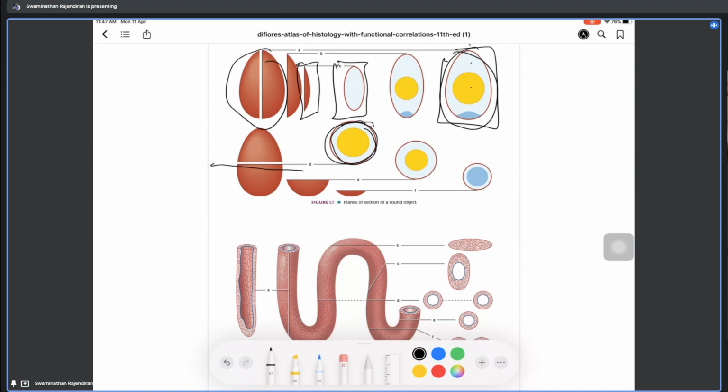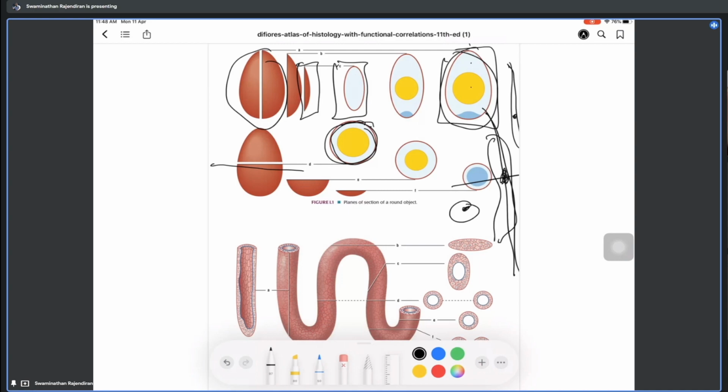There may be a spindle cell and a nucleus here. When you cut here, it will be round. When you cut here, it will be longitudinal, like this. Do you all understand? If you don't understand anything, please let me know. These are all very important things you have to understand. Then only you can enjoy seeing the tissue in the microscope.